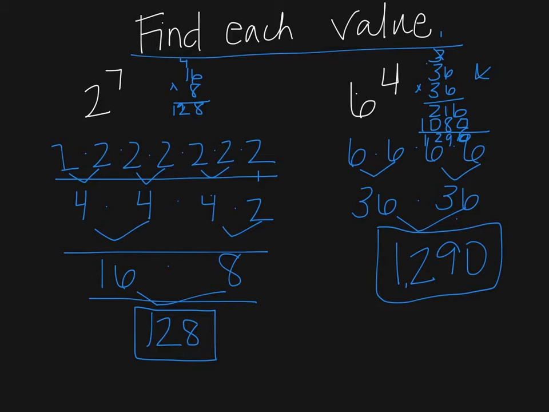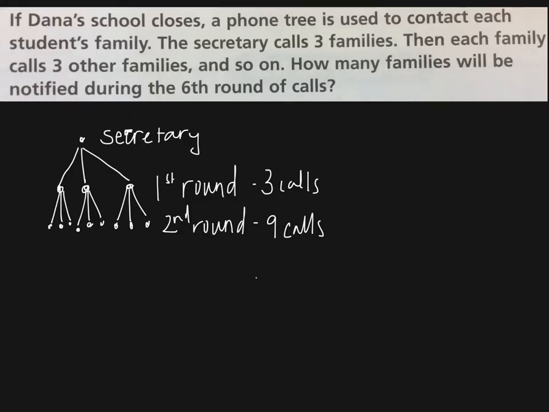All right, we have one word problem to go over here quick. If school closes because of weather, a phone tree is used to contact each student's family. The secretary starts by calling 3 families, then each family calls 3 other families, and so on. How many families will be notified during the 6th round of calls?